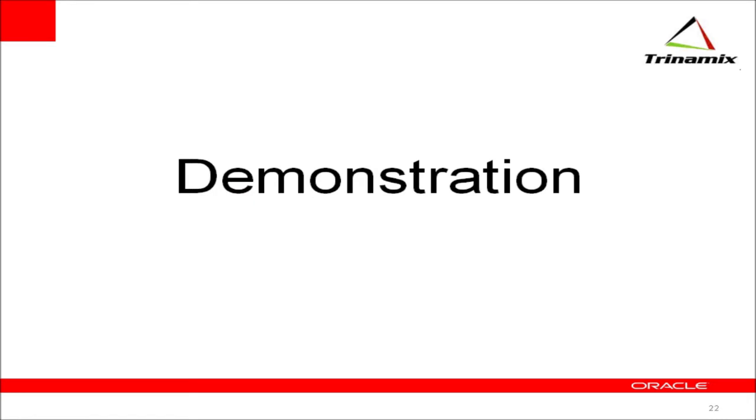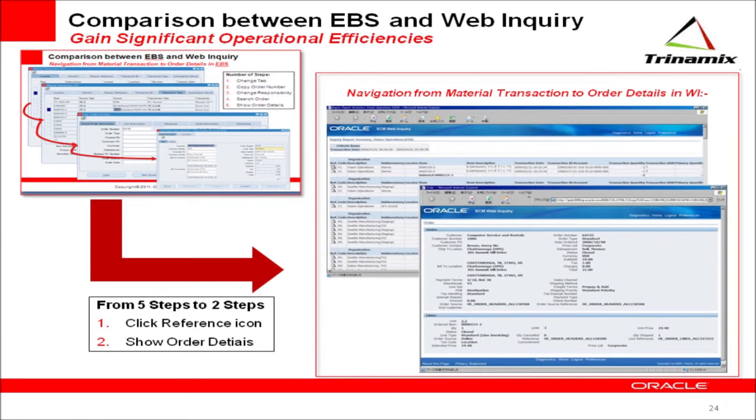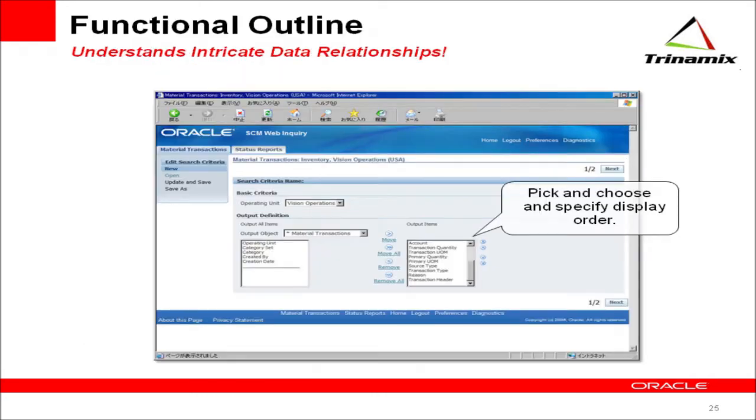Here is an example of how Web Inquiry can be used to reduce the time needed by the end user. For example, navigation from material transaction to order details in EBS takes more than 4 clicks. It also takes a change in responsibility. Alternatively, Web Inquiry only requires 2 clicks and requires no responsibility change.